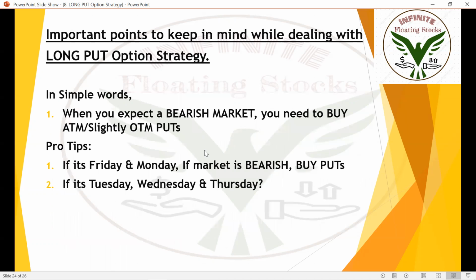Remember that point. In simple words, if you expect a bearish market, imagine that you have done some price action analysis and some major trend line broke, and the market is falling down. In that scenario, if you want to deal with options, you need to buy put options, because the market is bearish. So if you expect a bearish market, you need to buy ATM or slightly OTM puts. I repeat, buy ATM or slightly OTM puts.